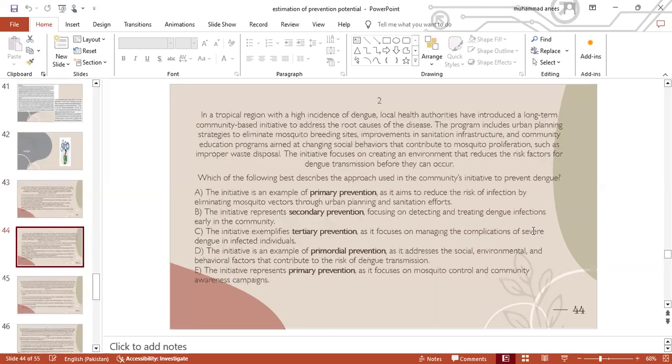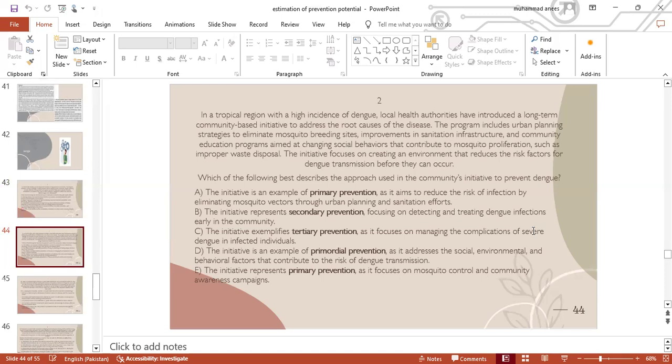Two, in a tropical region with a high incidence of dengue, local health authorities have introduced a long-term community-based initiative to address the root causes of the disease. The program includes urban planning strategies to eliminate mosquito breeding sites, improvement in sanitation infrastructure, and community education programs aimed at changing social behaviors that contribute to mosquito proliferation, such as improper waste disposal. The initiative focuses on creating an environment that reduces the risk factors for dengue transmission before they can occur.